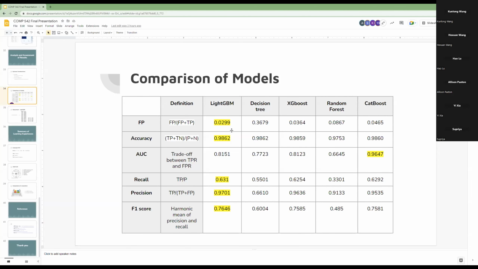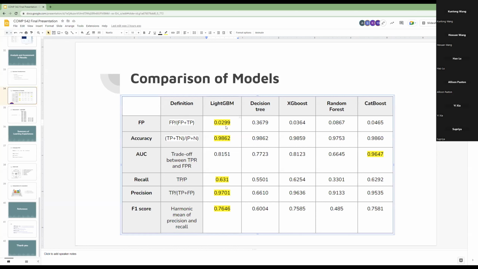So you can see here, this is the false positive rate. It's only 2.9%, much lower than 5%. And the accuracy is 98.62%. It's much higher than 80%. So we all achieved the goals.